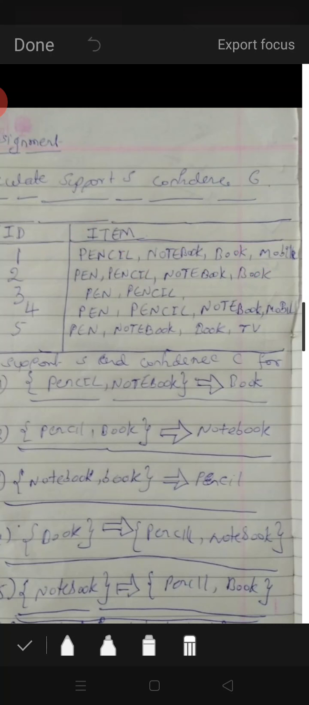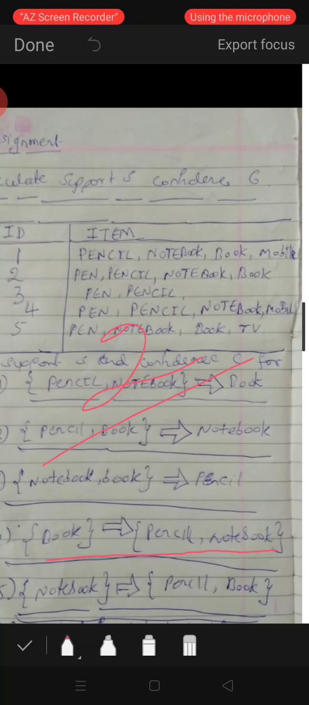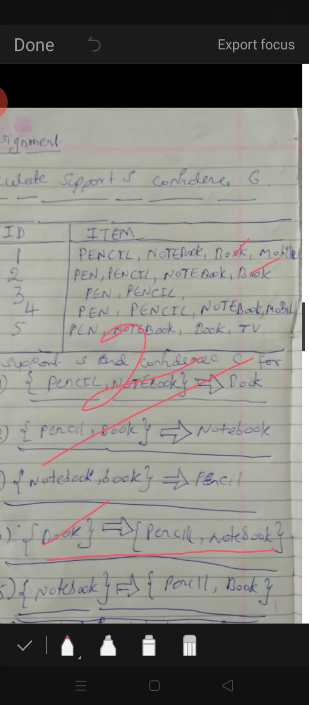Next, calculating confidence for this. Book, pencil, notebook, how many times available? Two times, divided by how many times only book is available. Book is available one time here, two times here. Third point, no. Fourth point, book is not available. Fifth point, book is available. So it is 2 by 3, that is 0.67. Confidence is 0.67.